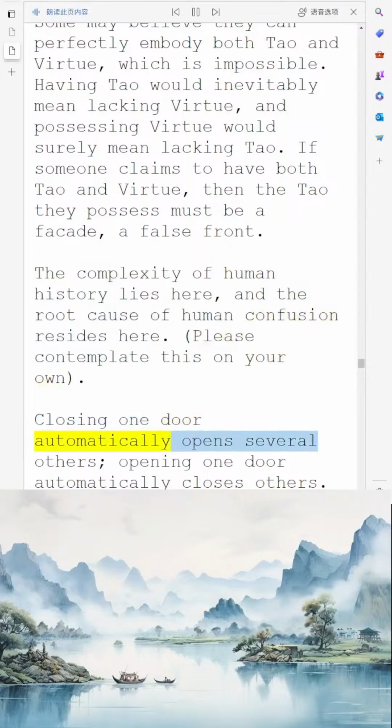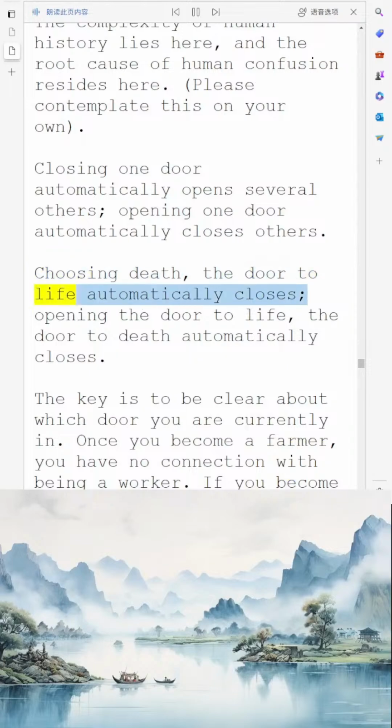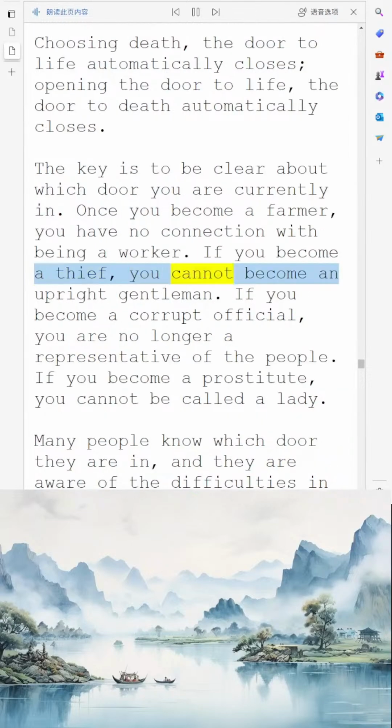Closing one door automatically opens several others. Opening one door automatically closes others. Choosing death, the door to life automatically closes. Opening the door to life, the door to death automatically closes. The key is to be clear about which door you are currently in. Once you become a farmer, you have no connection with being a worker. If you become a thief, you cannot become an upright gentleman. If you become a corrupt official, you are no longer a representative of the people. If you become a prostitute, you cannot be called a lady.